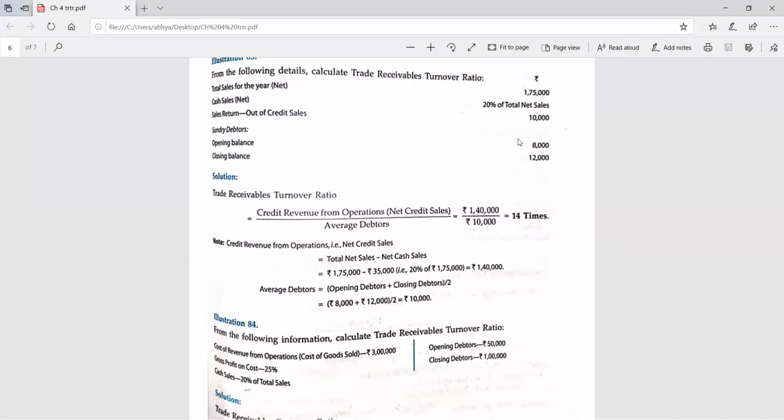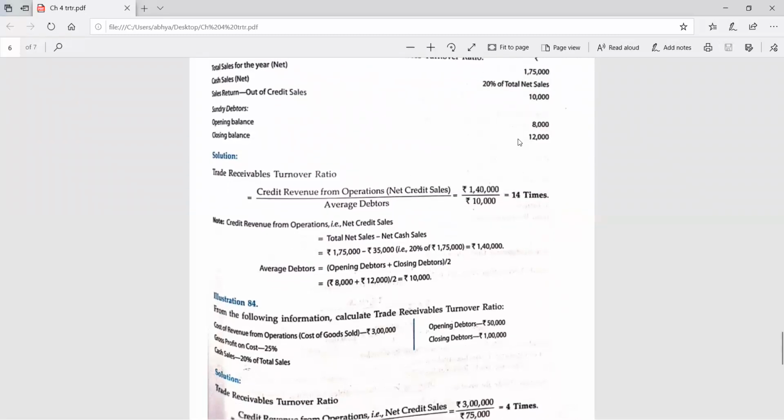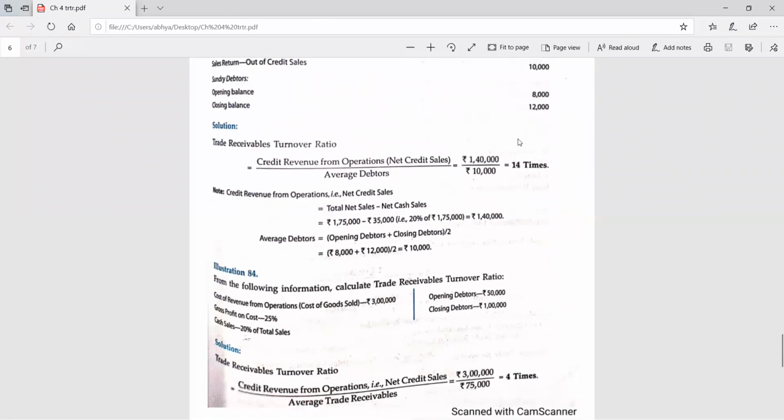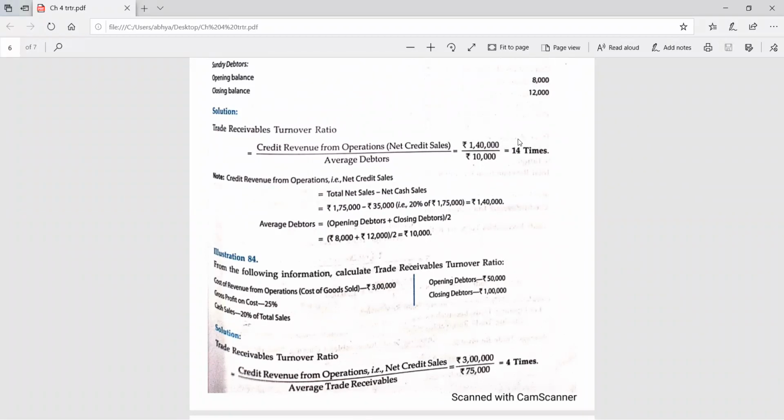Opening debtors and closing debtors are given. So find out the average. 50,000 plus 1 lakh, 1,50,000 divided by 2, which is equal to 75,000. Cash sales, 20% of the total sales. So total sales were 3,75,000 and cash sale is 20% of the total sale. 20% of 3,75,000 is equal to 75,000.